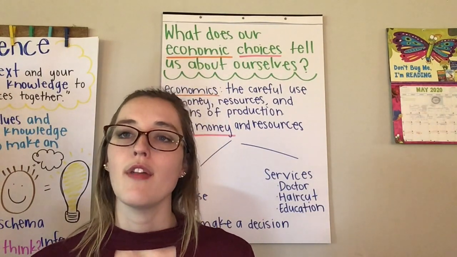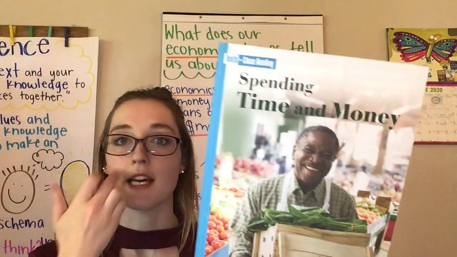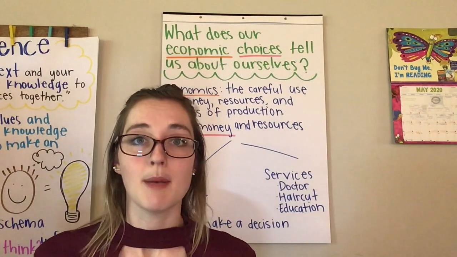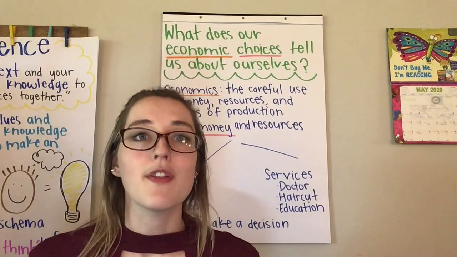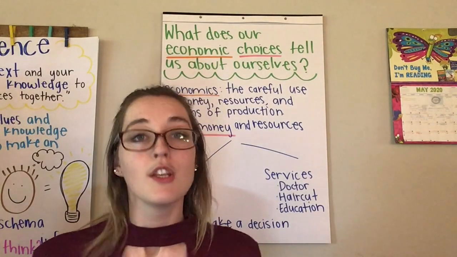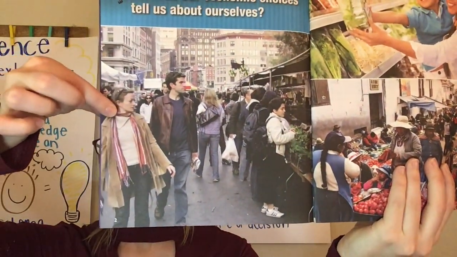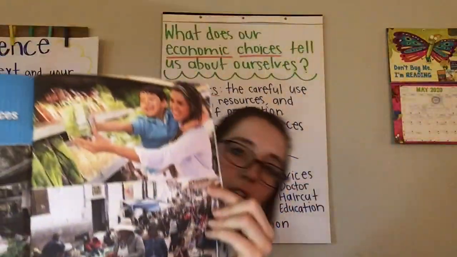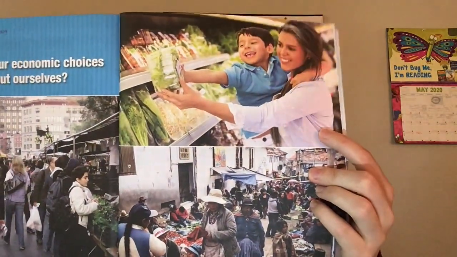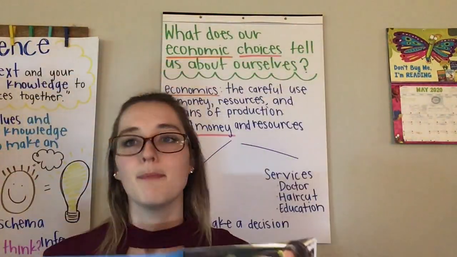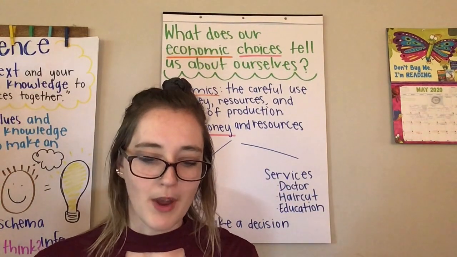Okay, so we know that the entire unit is going to be about spending time and money because that is what it's called. So our essential question has to do with spending time and money, right? And if you see down here, there are some people at what looks like a farmer's market. It looks like a kid and his mom are buying produce. And then down here looks like another type of market. So all of these look like a type of market, but they're different in some ways, right?